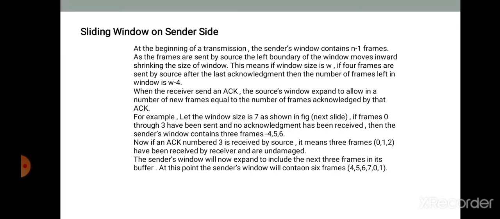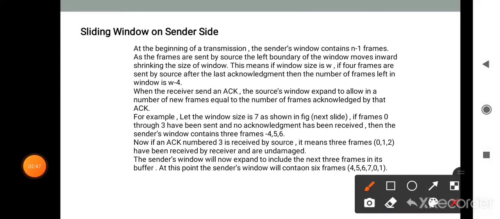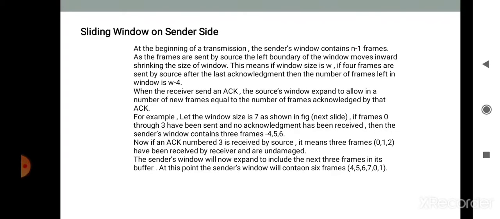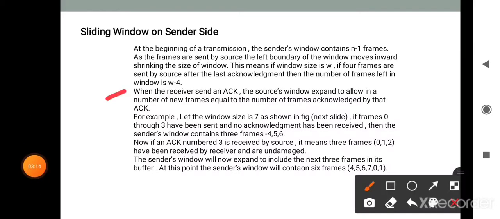Here are the sliding windows on the sender side. At the beginning of the transmission, the sender window contains n minus 1 frames, and as the frames are sent by the source, the left boundary of the window moves inward, shrinking the size of the window. This means if the window size is W and 4 frames are sent by the source after the last acknowledgement, then the number of frames left in the window is W minus 4. Then when the receiver sends an acknowledgement, the source window expands to allow a number of new frames equal to the number of frames acknowledged by that acknowledgement.